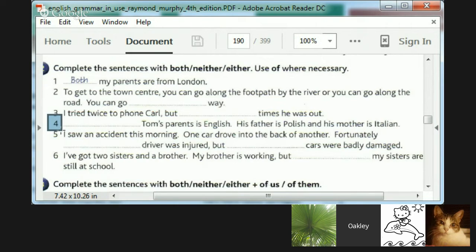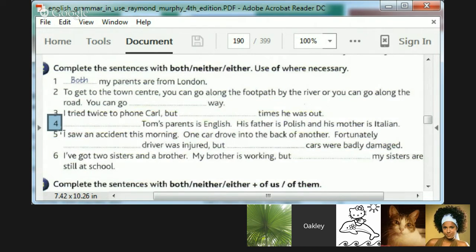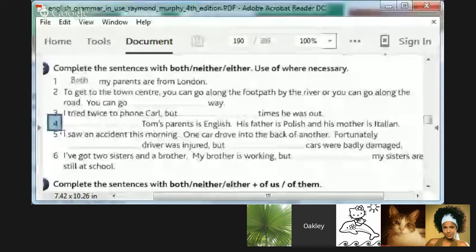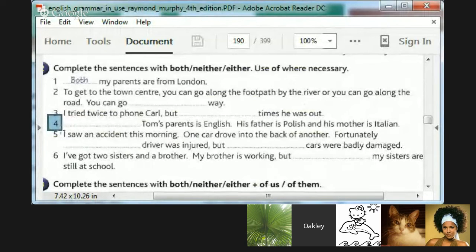Heidi, number 4. Neither of Tom's parents is English. His father is Polish and his mother is Italian. Okay, very good. Absolutely. You have the possessive Tom's, so there's no way you can just use neither Tom's parents. Neither of plural, we need to treat as a singular. Like Tom's parents is.